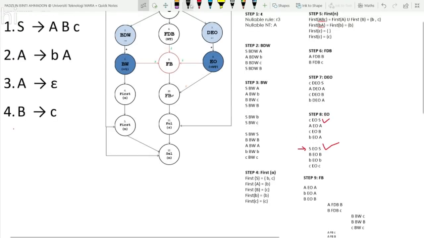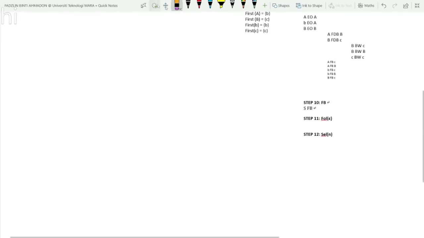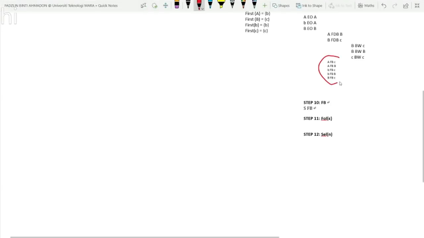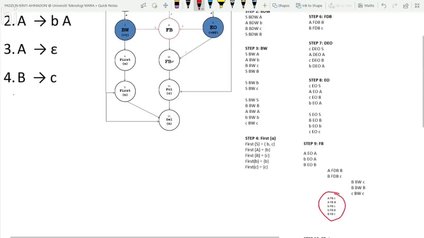If you have something like A, EO, S, this would mean you can also have A, FB, and marker. But of course, we don't have it here. So the only pair generated for step 10 is S, FB and marker. So this S, FB and marker is included in the list that we have already generated in step 9. It's included in this.